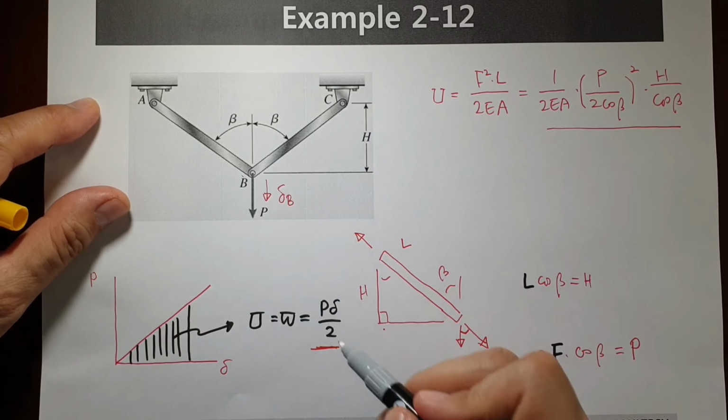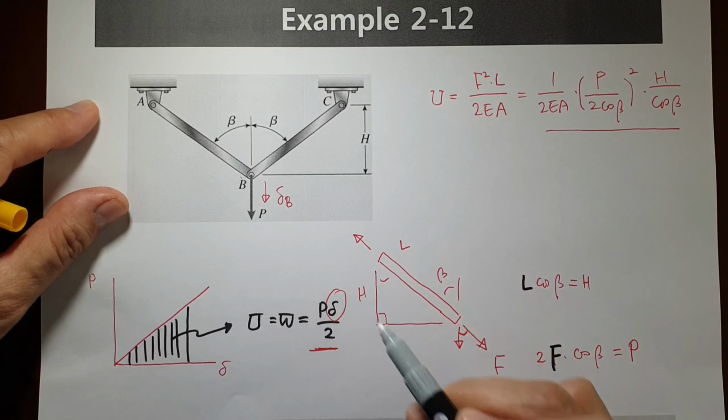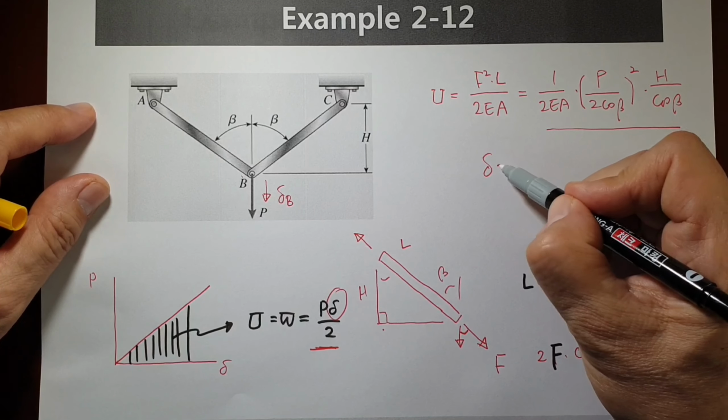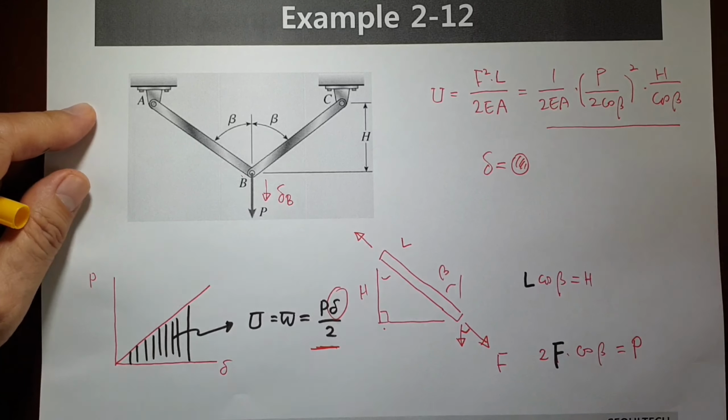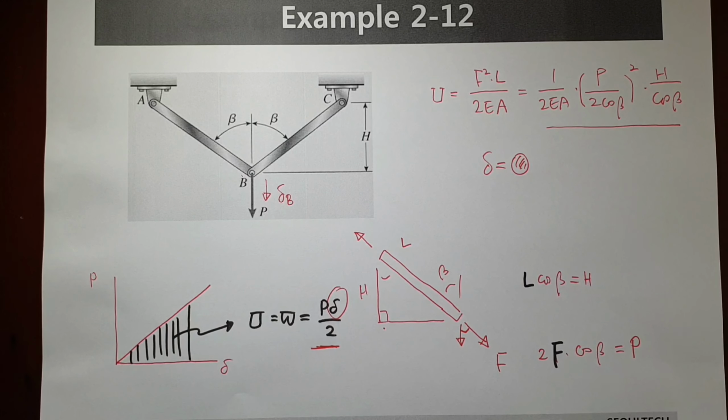And this one equals like this one. Then we can calculate delta value. Okay, we can calculate delta. This one. Based on strain energy, we can calculate displacement, or change of original form. Thank you very much for your watching.